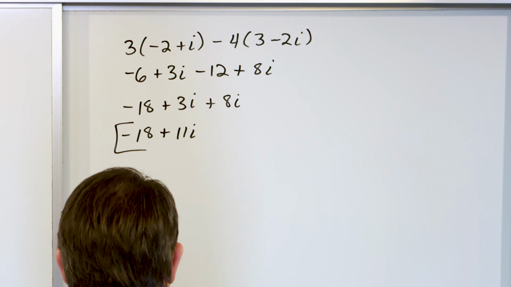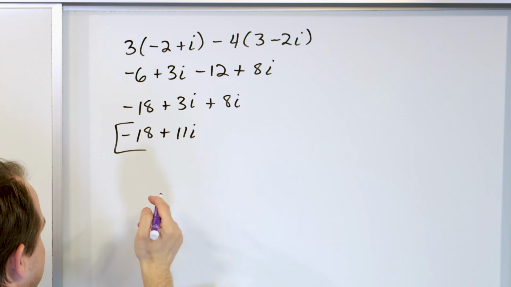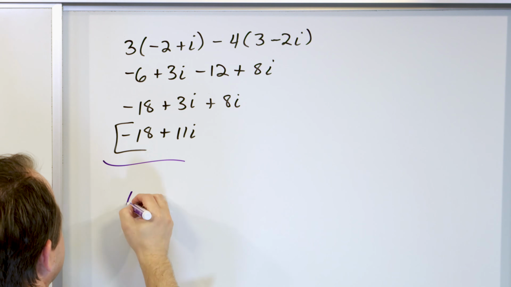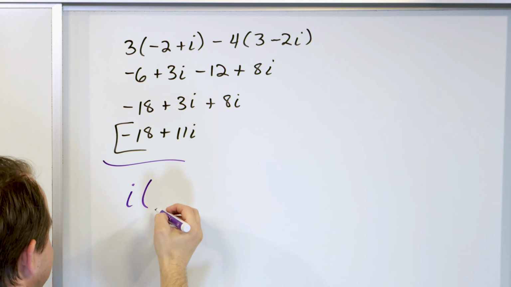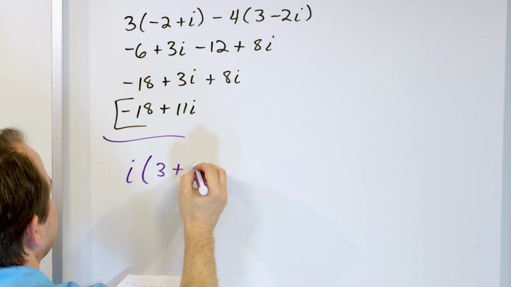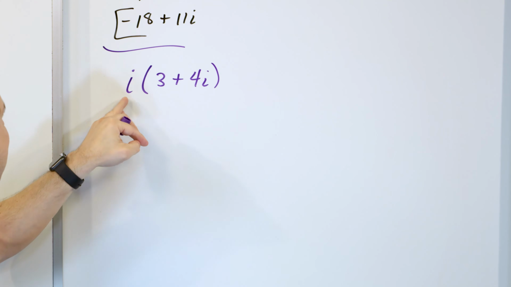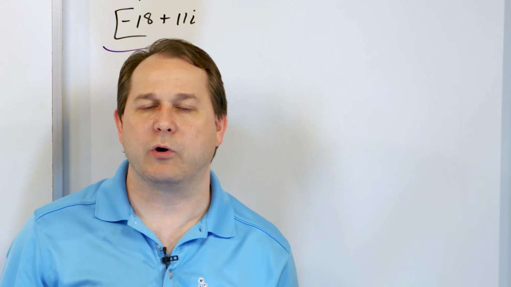All right, we only have a couple more problems. Now here is where a lot of students start getting confused, and I understand why, because it's not obvious until you deal with this stuff a lot. But what if you have i times 3 plus 4i? Sometimes students will get really confused, like, well, I have an i out here. What do I do? I've never seen a problem where I have an i out there.